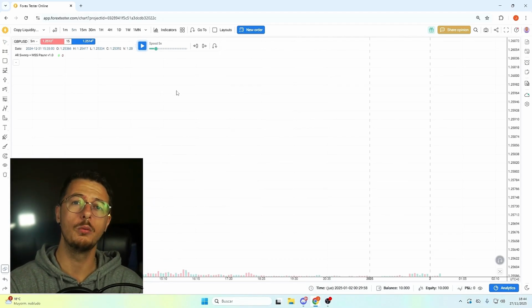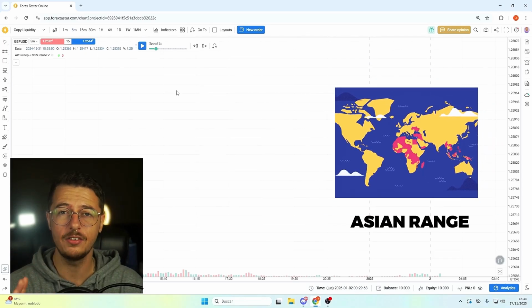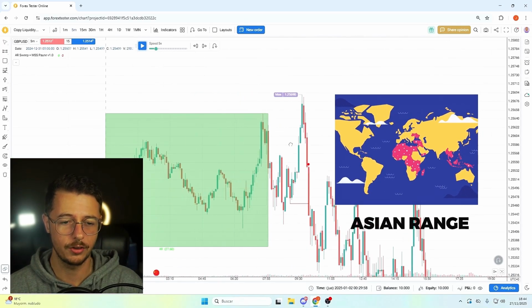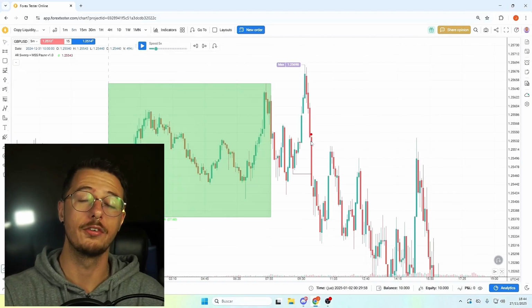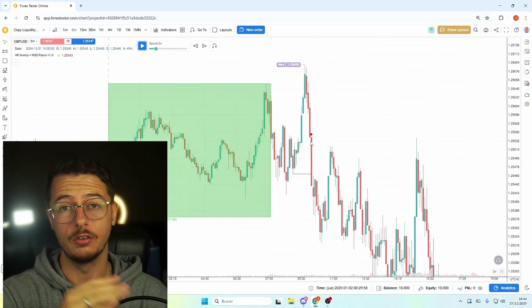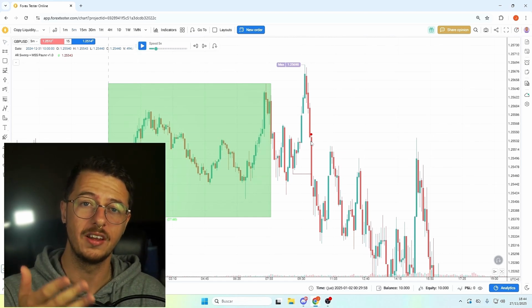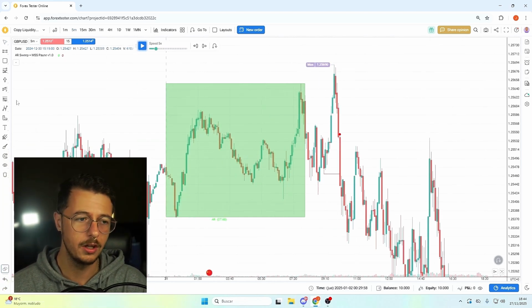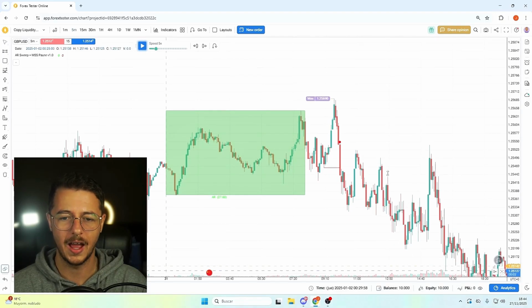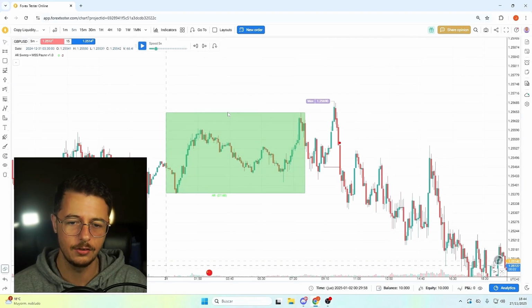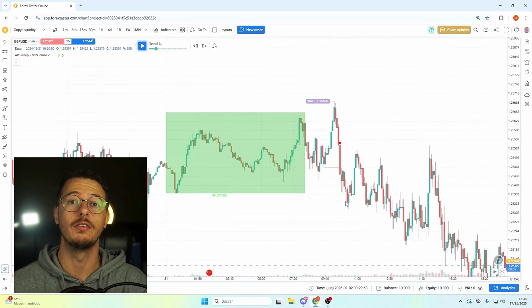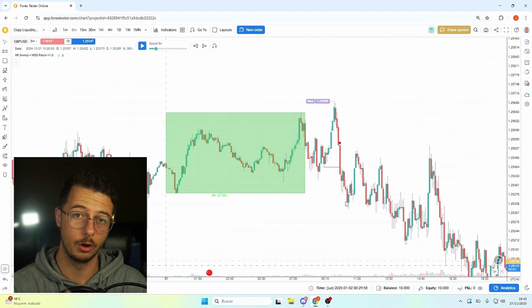So basically, we are going to be working with the Asian range, as we can see just down here, and we're going to wait for the price to break out, get a market structure shift, and then get another market structure shift to actually get into the trend. Because obviously, when price breaks out of one of the sides of the Asian range, it means there's some volume that wants to go on that side.